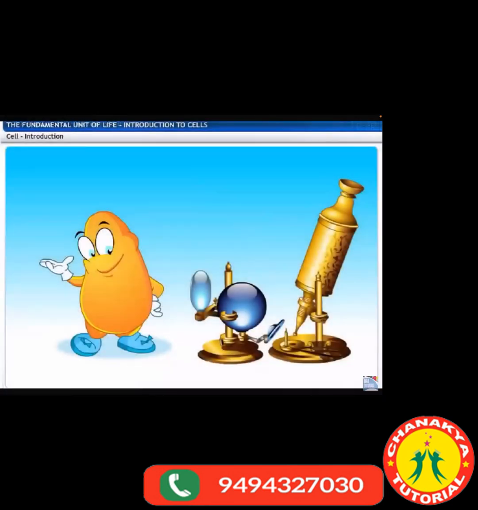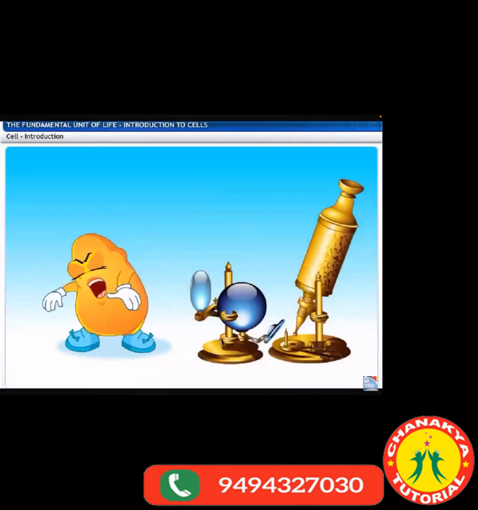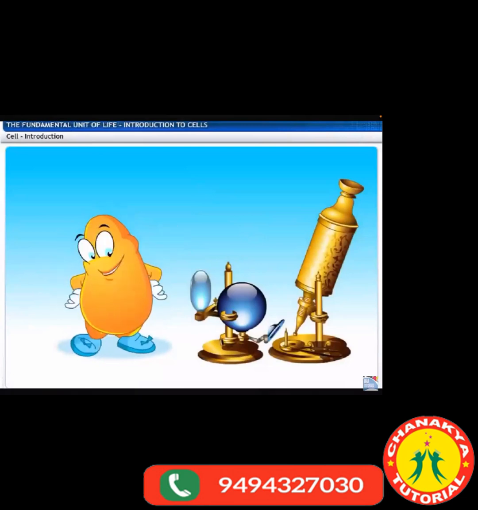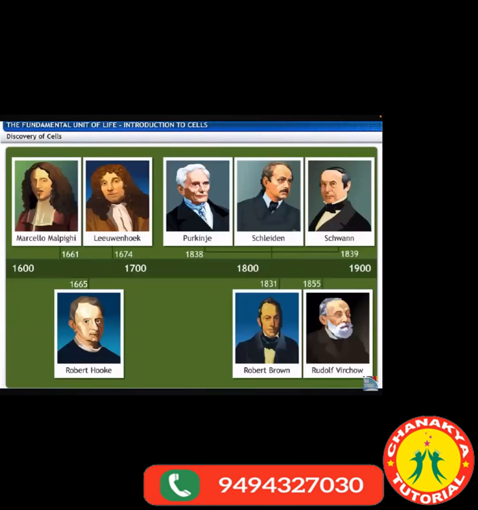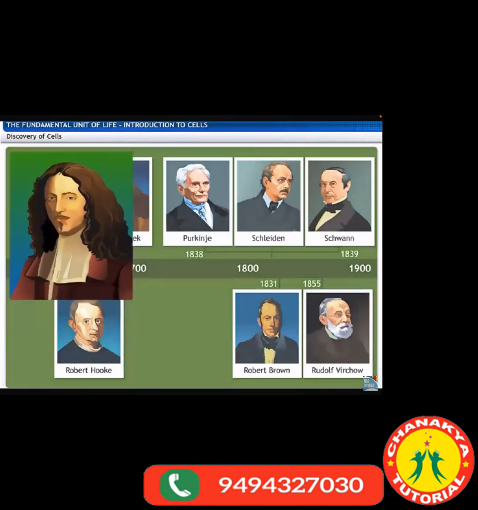Microscope and gave me a name. Living organisms know me better as cell. Does that ring a bell? You'll soon know more about me. The discovery of cells dates back to the 17th century and is associated with the invention of microscopes.